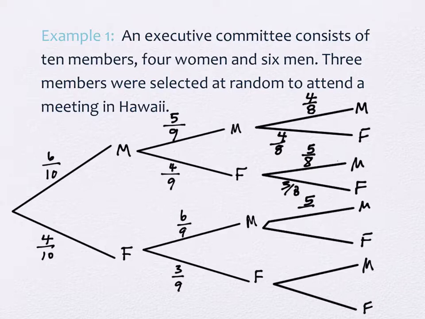5 names left are men's names, 3 names left are women's names. So I have 5 out of 8 and 3 out of 8. Does that make sense for everyone? Cool. All right, last one.